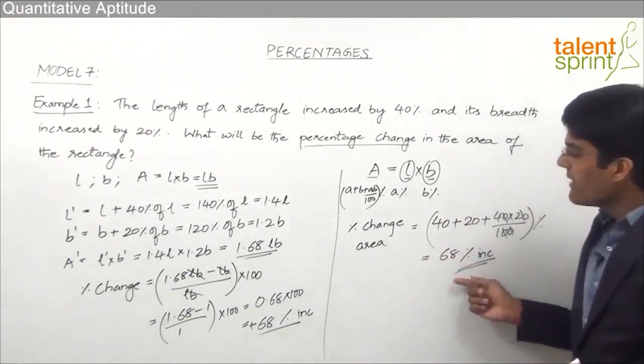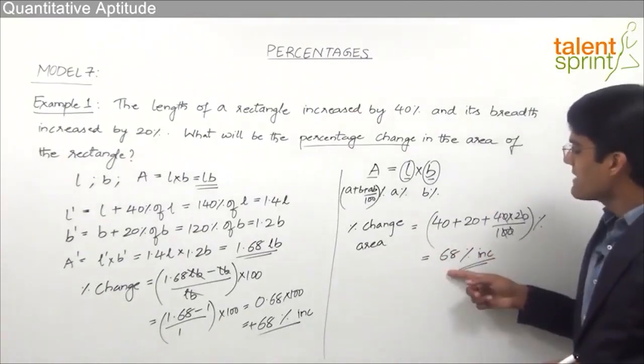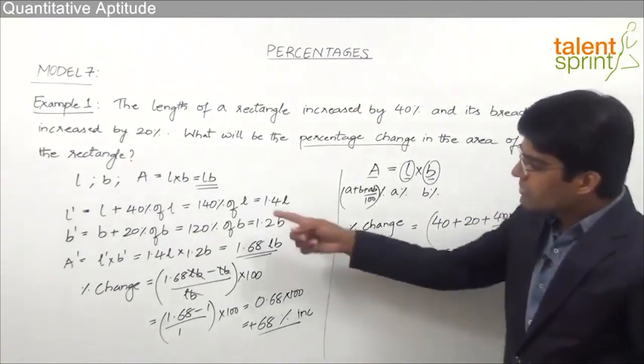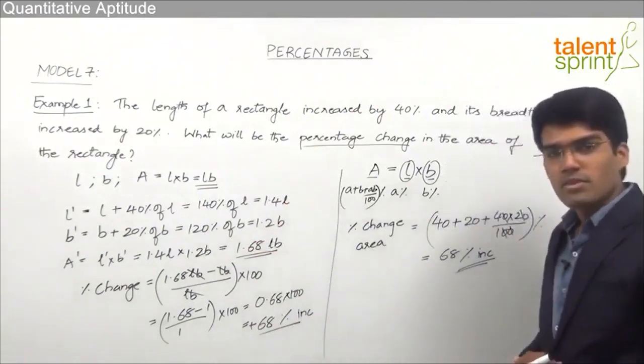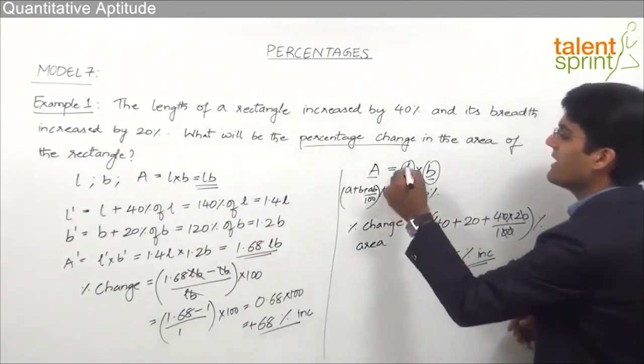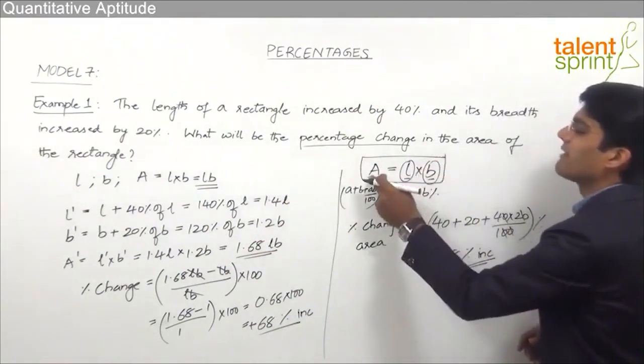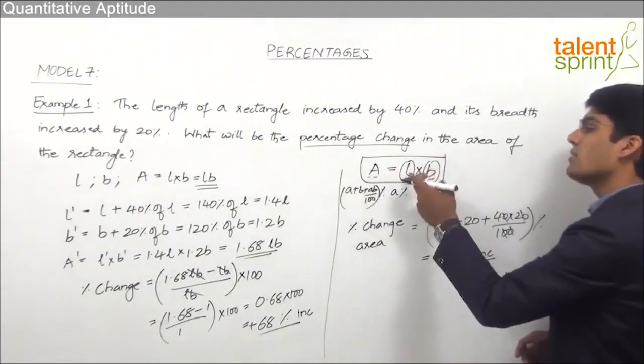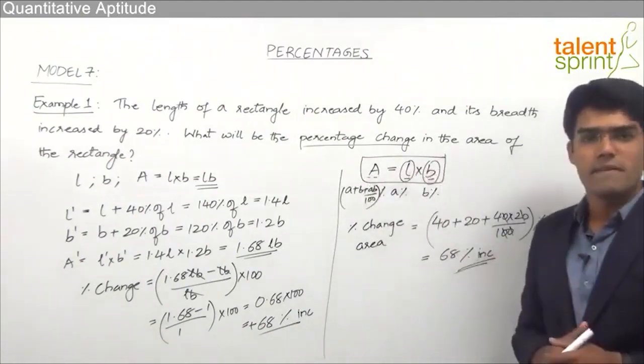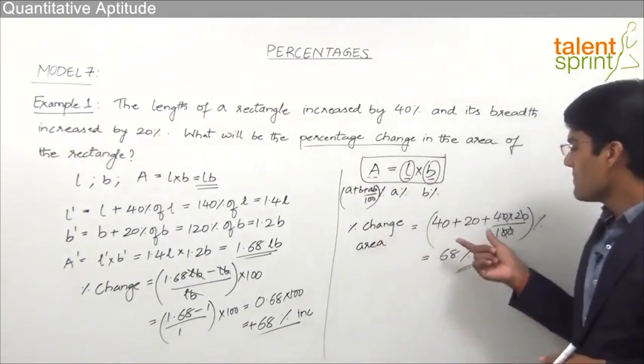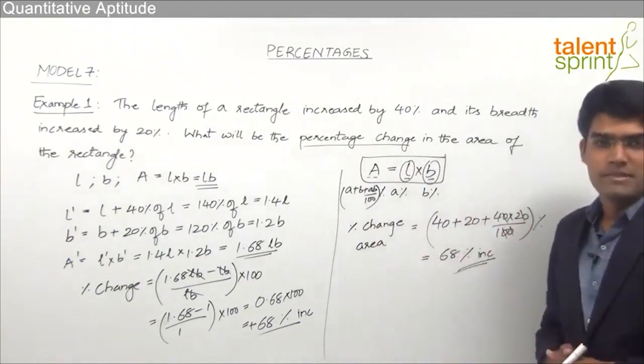So as you can see here, we can directly get the answer as 68% increment without doing all these steps. So always remember, whenever you have a case where a particular parameter like area here is dependent on two other variables, the net or effective percentage can be taken as A plus B plus AB by 100%.